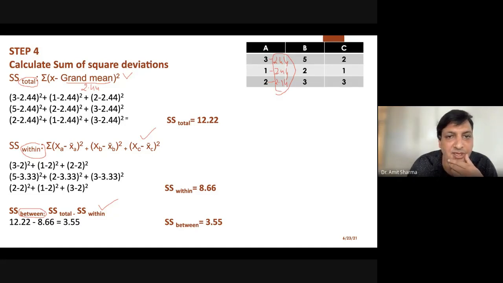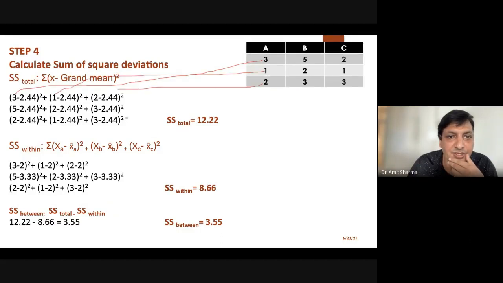Here you can see on the slide, this 3 is this one, this one is this one, this 2 is this one, that each value has been reduced from 2.44, which was the grand mean, and whatever the answer you have got, you have done the square of that.